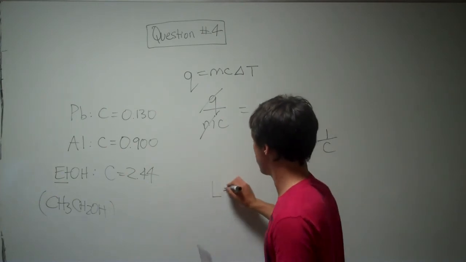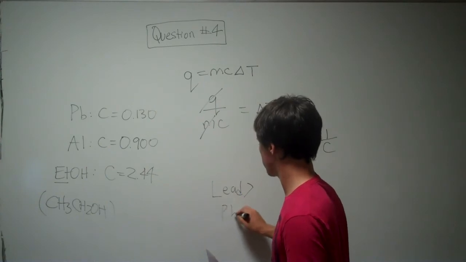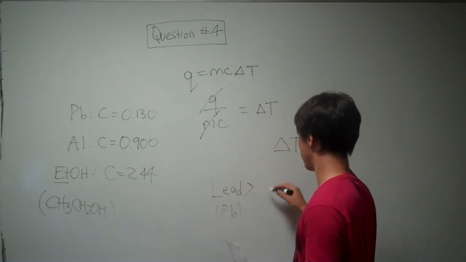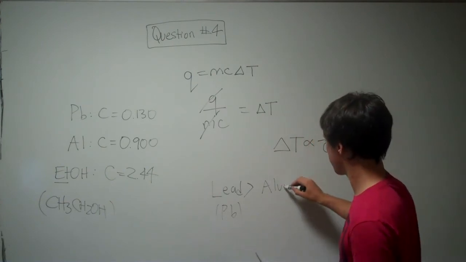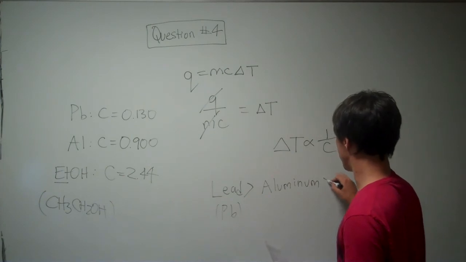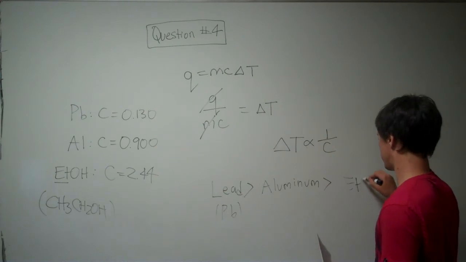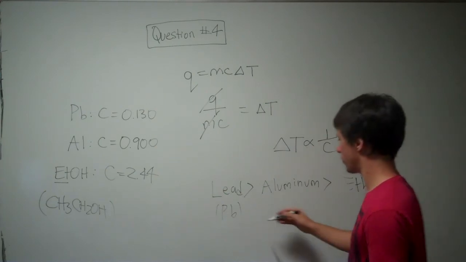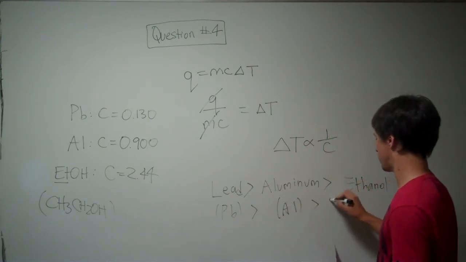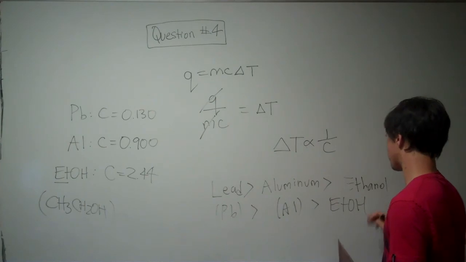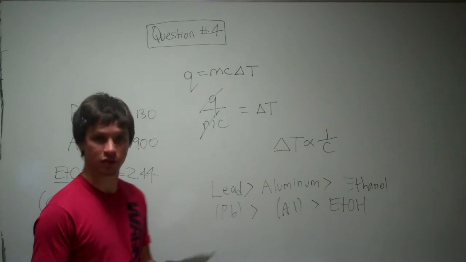So lead, or Pb, is going to have a lower specific heat than aluminum, so it is going to have a higher change in temperature. Aluminum is going to have a higher change in temperature than ethanol. Or Pb is greater than Al is greater than EtOH. So that corresponds to answer number 3 on your test.